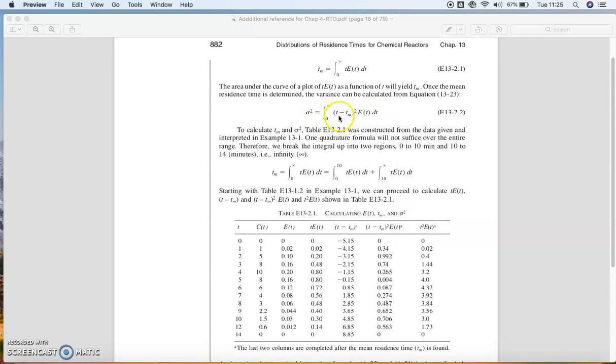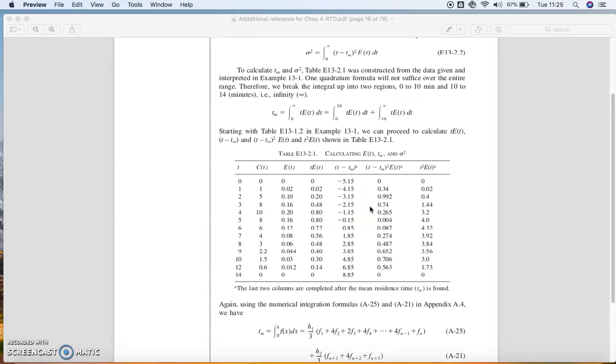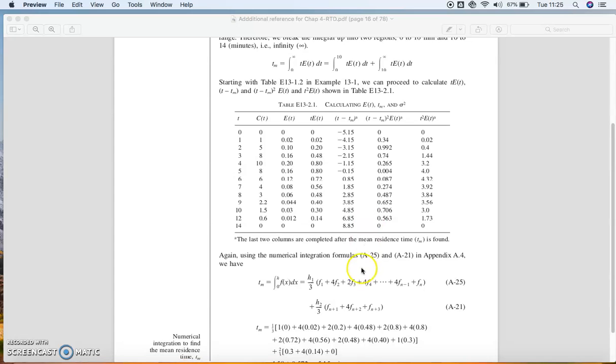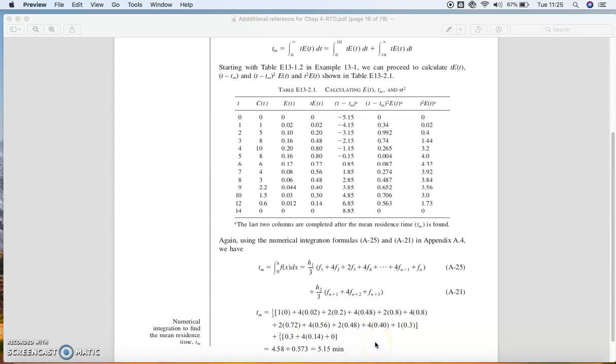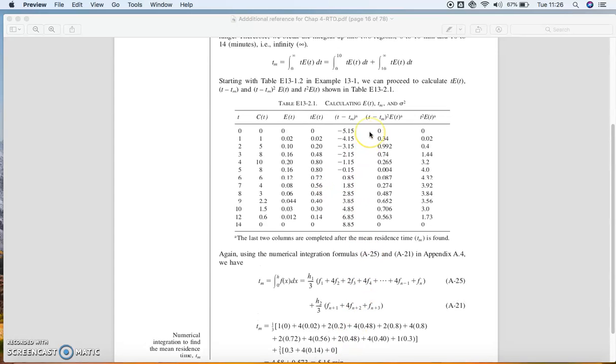Okay, so variance is actually the integral of (t minus tm) squared E(t). So you need to settle for tm first, okay? So for this question, let's have a look at the final tm value. So you see, they solve it using Simpson's rule, alright? So this is only mathematics. You may refer back to your knowledge on CRE 1 and also numerical methods. So in the end, you get tm is 5.15 minutes.